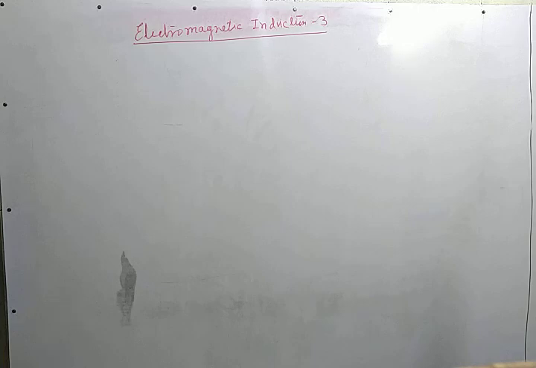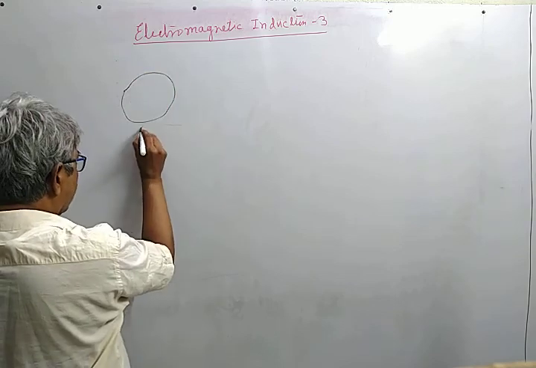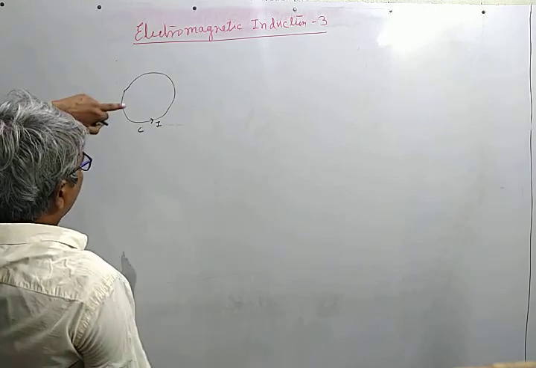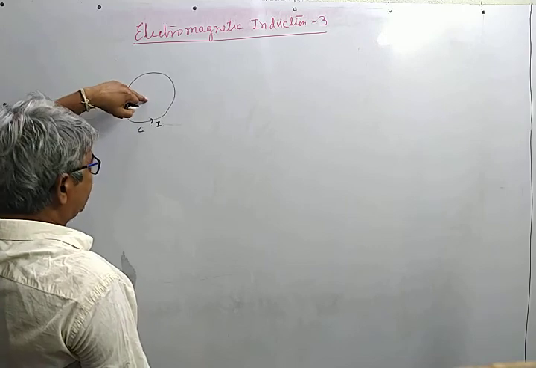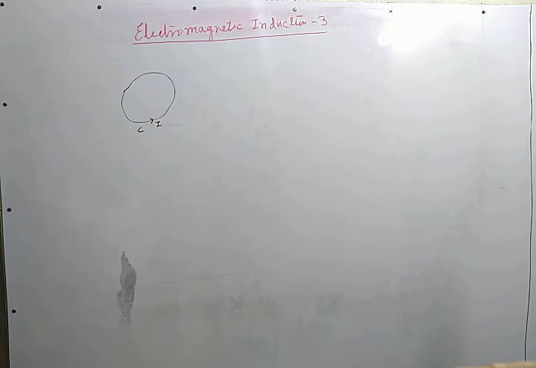In this third lecture, we shall consider the self and mutual inductances. Consider a closed loop, a closed conductor, which carries a current I. This current will produce a magnetic field in its neighborhood, and some flux will also be linked with it. So the flux linked with it will be proportional to the current flowing through the circuit.